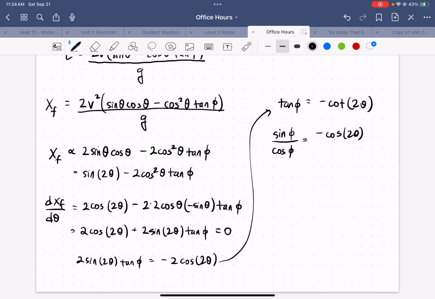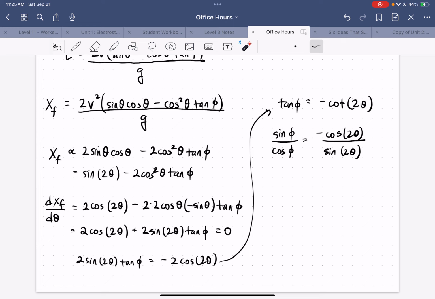Now, it seems like we might be stuck here, but if you are familiar enough with the unit circle, you may spot something here. We're basically looking for two different angles, phi and 2 theta, such that the sine of one angle is the cosine, or the negative cosine of the other angle, and the cosine of one angle is equal to the sine of the other angle. And it turns out that the solution to this is that we have two angles which differ by 90 degrees.